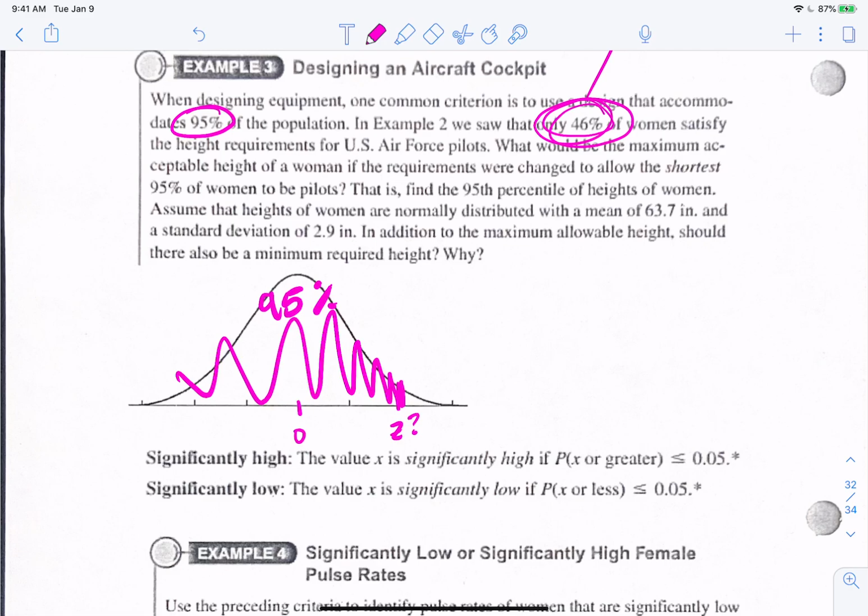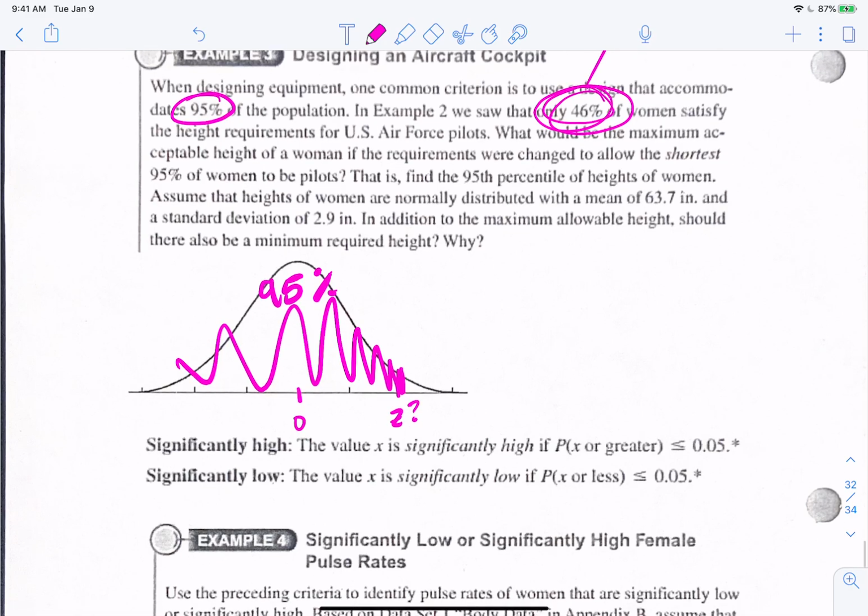We're looking at this backwards, right? What would the height have to be? That is, find the 95th percentile of heights for women. I'm going to write down the mean. Mu is 63.7. Standard deviation is 2.9 again, just to recopy that down.